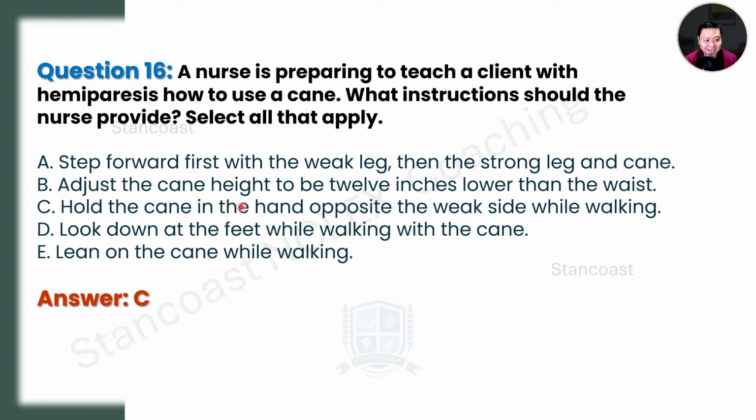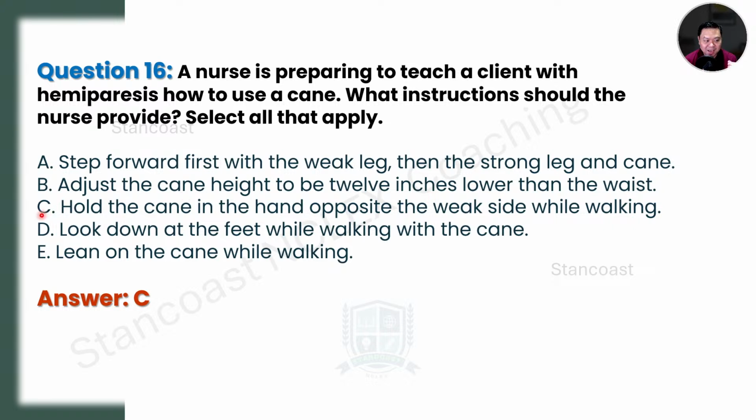Now let's have letter B. Adjust the cane height to be 12 inches lower than the waist. What we should have is that the cane's handle should be positioned at the level of the greater trochanter, okay, which is approximately about 6 inches to the side of the foot. So this will ensure about a 15 to 30 degree angle. So this will promote comfort. Again, this is way too much of an adjustment here.